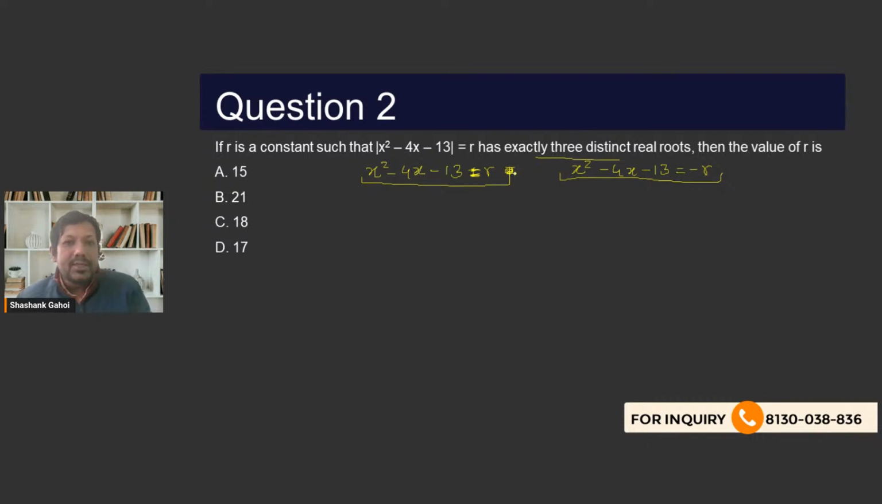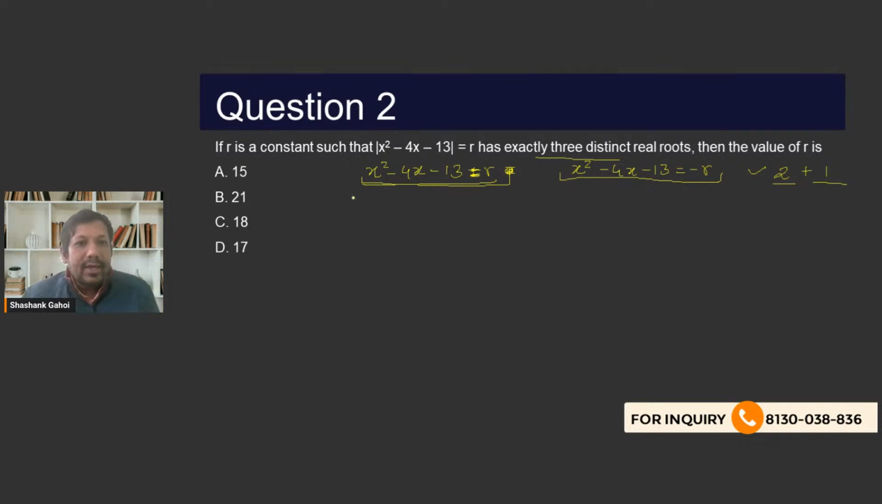So it means this is one equation, right? So one of the equations should give me two roots, and the second equation should give me one root. And how are we going to get one root? It means both roots are the same. So basically in one case both roots are distinct, in the second case both roots are the same, right?